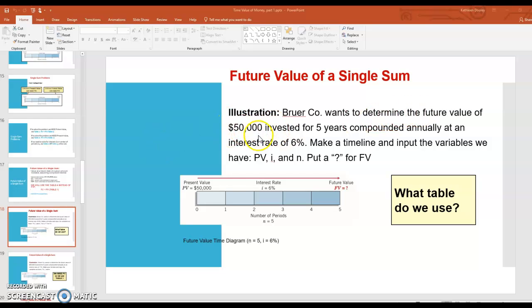And we've invested $50,000 now, so that is the present value. We have 5 years, and it's compounded annually, so the number of periods is 5. And we have an annual interest rate of 6%, so that's our I. So we now have our timeline done. Then we need to make a little formula and figure out what table we use.